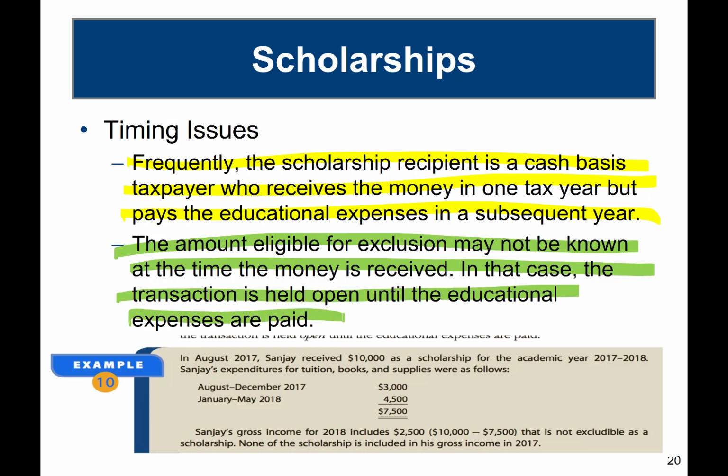Well, they allow us to just hold that whole transaction open until it is determined how much is actually qualified for education expenses. So you look at this one here, and we've got this kid who's getting a $10,000 scholarship. I assume he's a kid. He's a grown man. This is Sanjay.